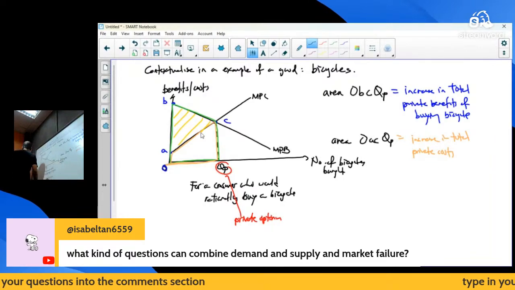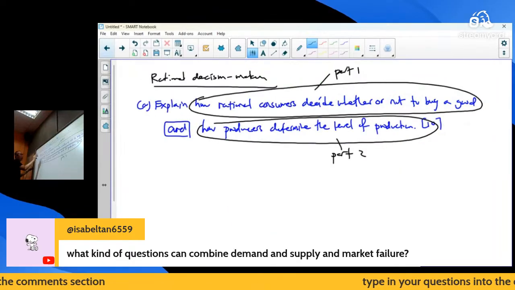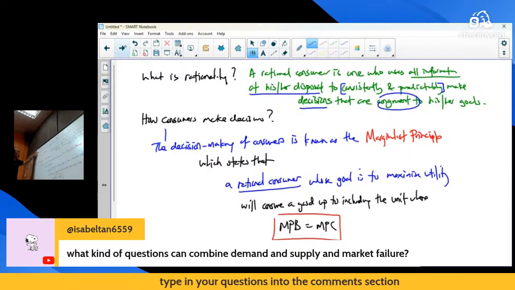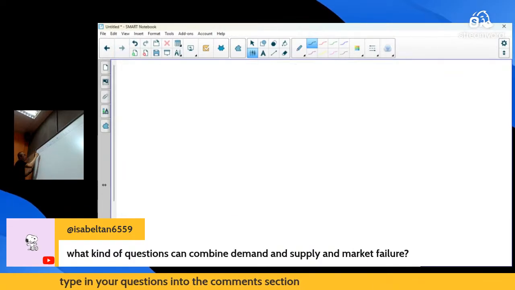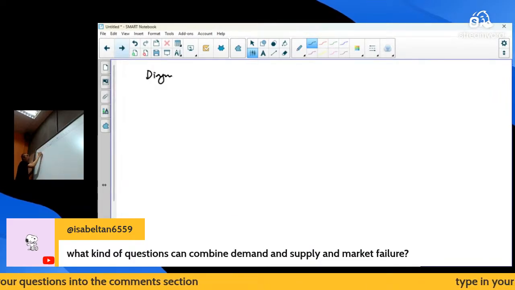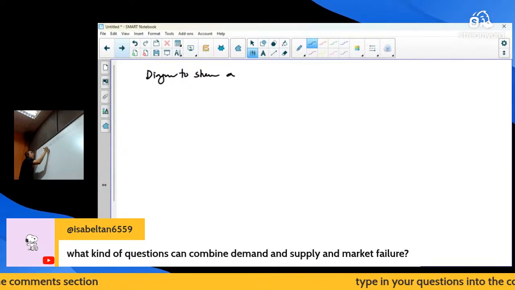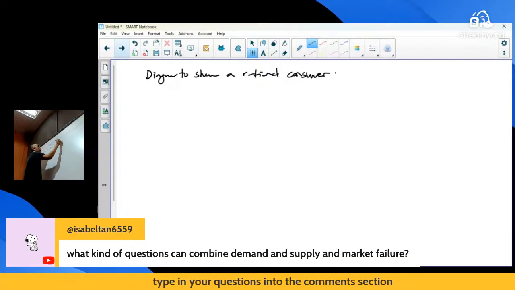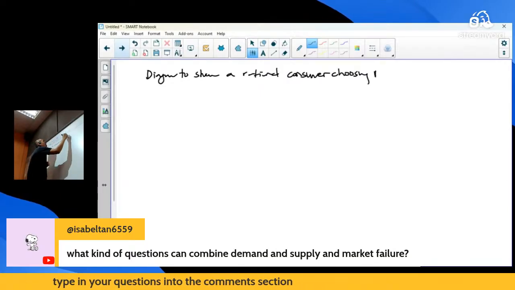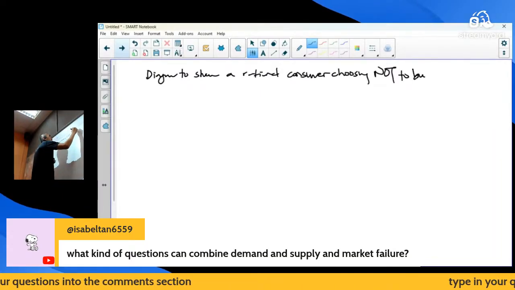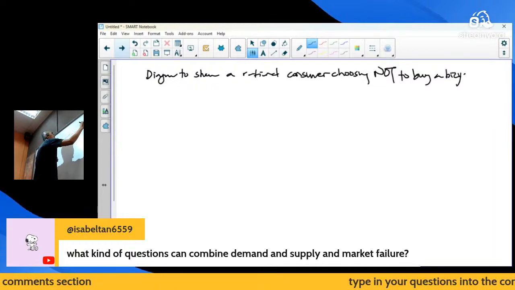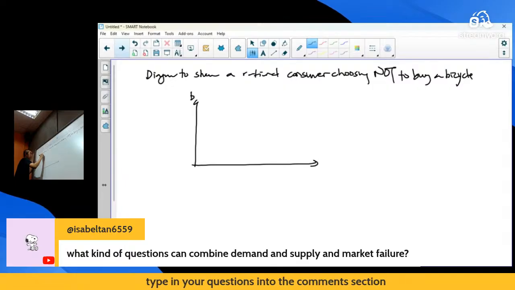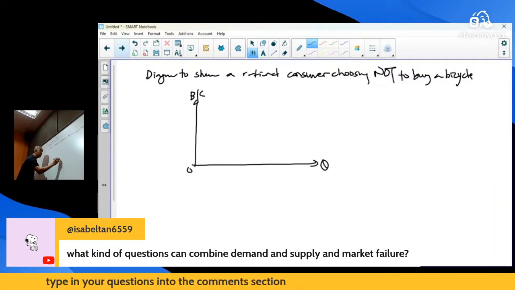But that's not the entire answer to the first part. So part 1 is whether or not to buy. So you need to show how a consumer might sometimes choose not to buy. So, a diagram to show a rational consumer choosing not to buy a bicycle. So this diagram, I write benefits and costs in shorthand.